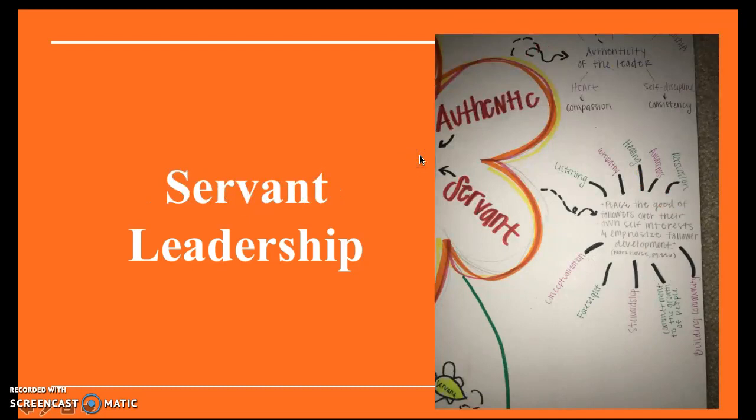And then servant leadership is defined as placing the good of followers over their own self-interest and emphasizing follower development. So servant leadership focuses on the behaviors leaders should exhibit to put followers first and to support followers' personal development. It is concerned with how leaders treat followers, and the outcomes that are likely to emerge.